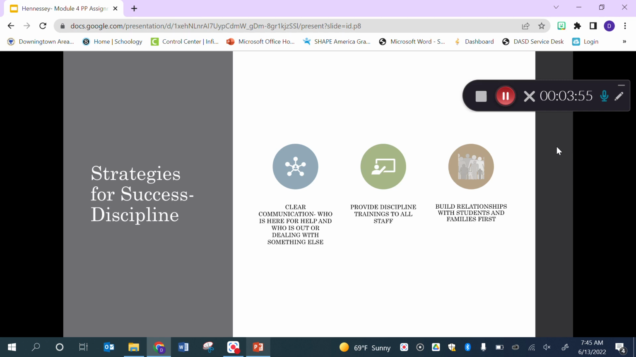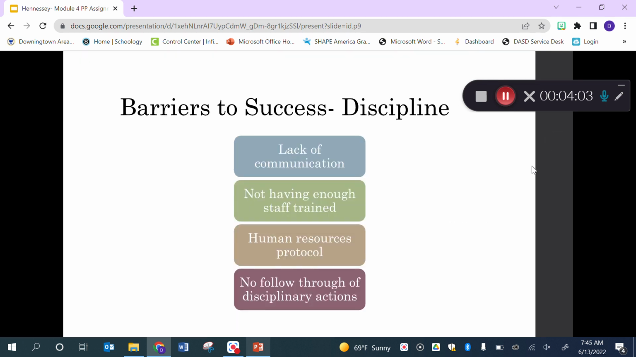And finally, building relationships with students and families first. This past year, that was our main goal, but it should be a focus every year. Some barriers to success. There is a large lack of communication. We don't have enough staff trained. Human resources protocol could only call for so many staff being trained, and there's no follow through with any disciplinary actions. We can write students up, but after that, there is no follow through.